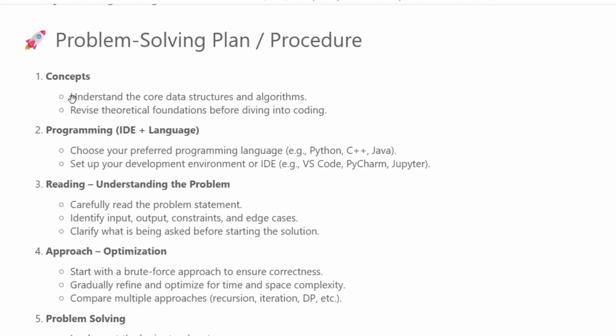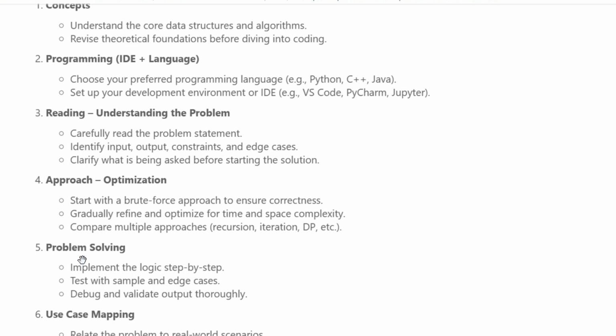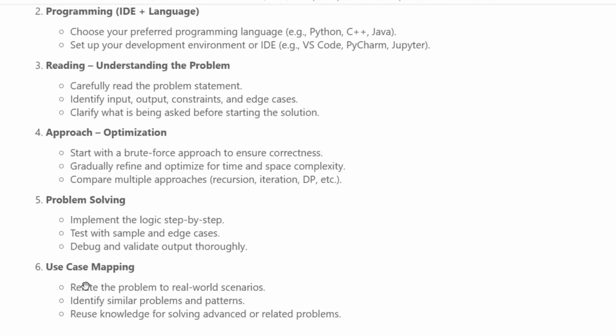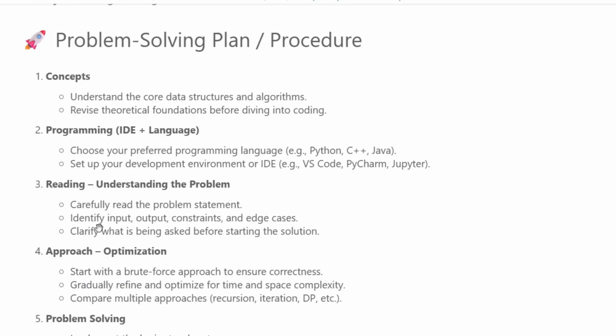First one is concepts, understanding the concept. Second one is programming related to the IDE and language. Reading and understanding the problem is the essence, that is step number 3. Step number 4 is approach and optimization, and step number 5 is the problem solving mindset, and step number 6 is called mapping. What we have learned, are you mapping it to the real world? So these 6 steps formula allows us to solve DSA LeetCode problems.